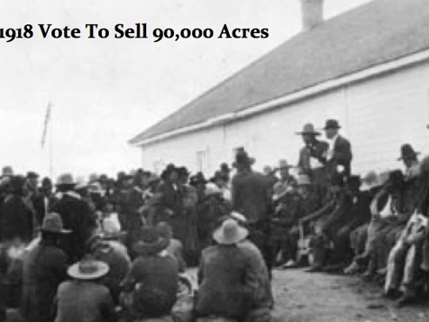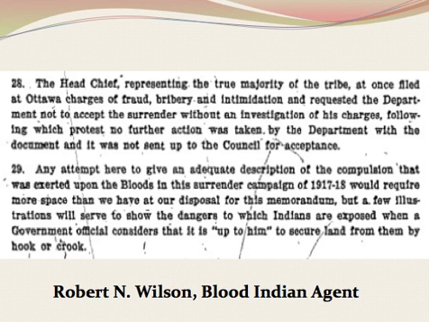So this is what was going on, and R.N. Wilson, when he writes about it later in Our Betrayed Wards, I think it's worth just reading this little passage. He says, the head chief, representing the true majority of the tribe, at once filed at Ottawa charges of fraud, bribery, and intimidation, and requested the department not to accept the surrender without an investigation of his charges, following which protest no further action was taken by the department with the document, and it was not sent up to the council for acceptance.